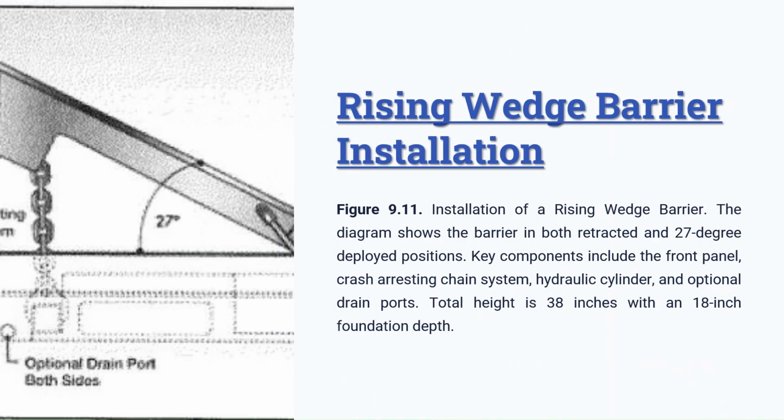Proper installation is critical to the effectiveness of rising wedge barriers. These systems require strong foundations, typically embedded into the roadway with adequate depth to withstand impact forces. Key components include the front panel, crash arresting mechanisms, hydraulic cylinders, and drainage systems. The angle and height of deployment are carefully designed to maximize stopping capability. A poorly installed barrier can fail under stress, which is why engineering precision and adherence to standards are essential. This reinforces a key principle of structural security. Design, installation, and maintenance must work together to ensure effectiveness.